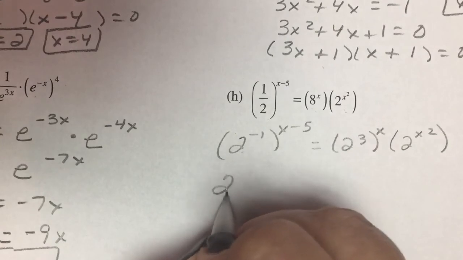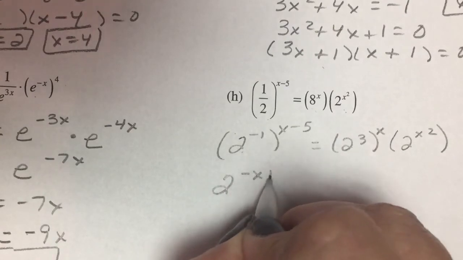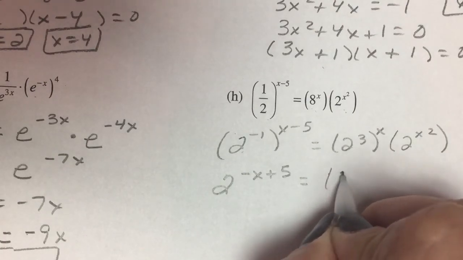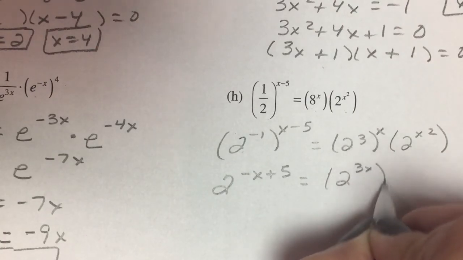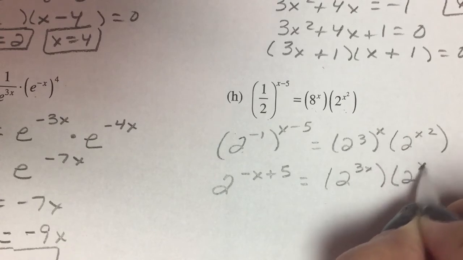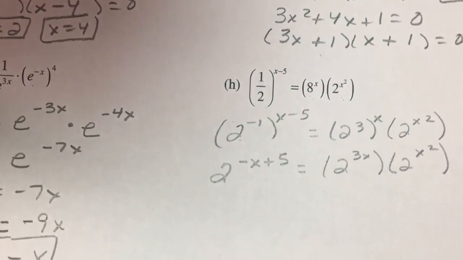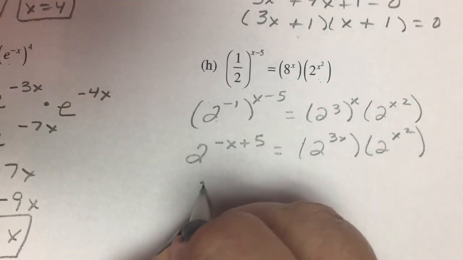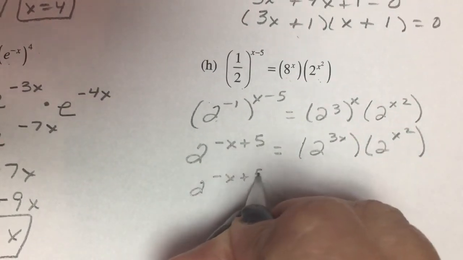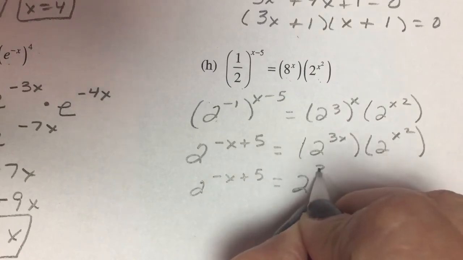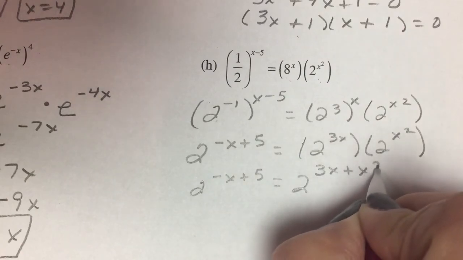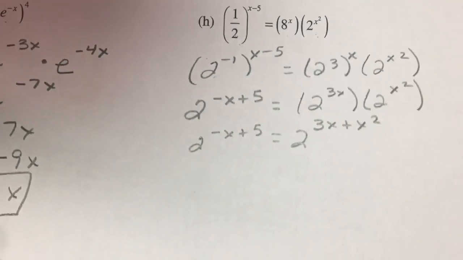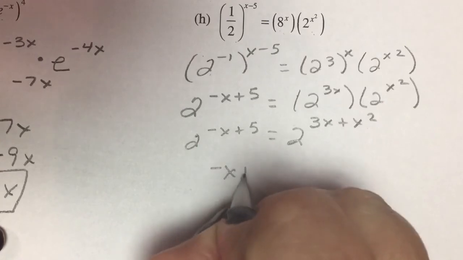Multiply these exponents. So that's going to be 2 to the negative x plus 5 when you distribute. And this is going to be 2 to the 3x times 2 to the x squared. So when I multiply these, I add the exponents. So that's going to be 2 to the 3x plus x squared. And finally, I have my bases the same. Set the exponents equal to one another.